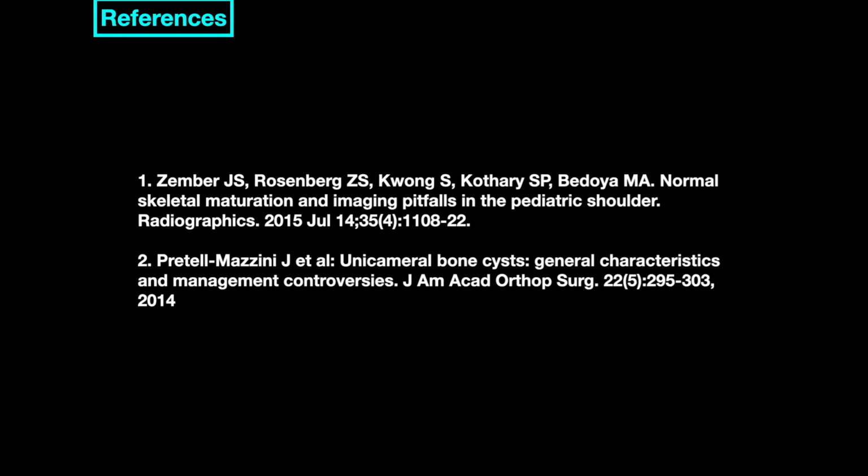Before we leave, we wanted to leave you with a few key take-home points. Number 1, a 4-part approach to pediatric shoulder radiographs is helpful to ensure all areas are looked at. The 4 parts are number 1, bony cortex, number 2, clavicle, number 3, proximal humerus, and number 4, glenohumeral joint. Number 2, the clavicle is the most commonly fractured bone in the pediatric shoulder. Number 3, proximal humerus fractures are a common type of Salter-Harris fracture to look for on pediatric shoulder radiographs.